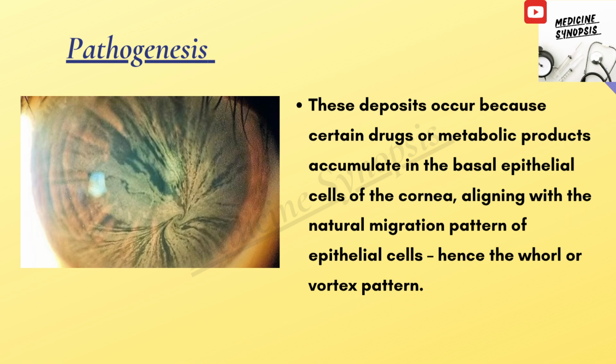a whirlpool. In corneal verticillata, these deposits occur because certain drugs or metabolic products accumulate in the basal epithelial cells of the cornea, aligning with the natural migration pattern of epithelial cells, hence the whorl or vortex pattern.